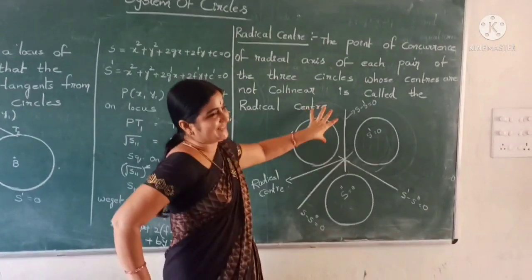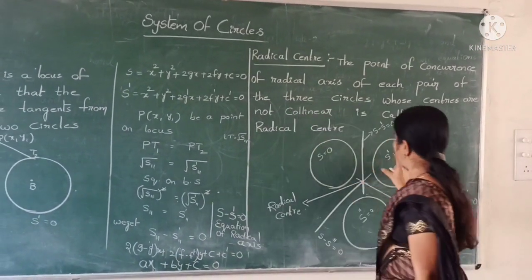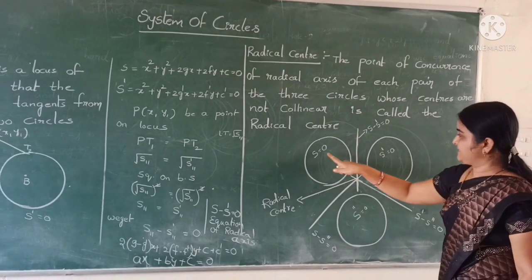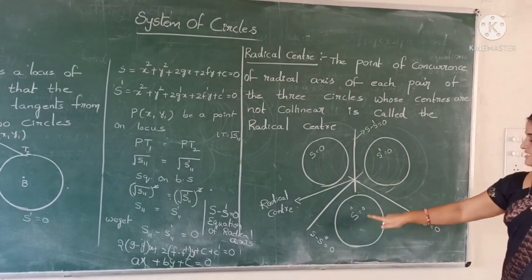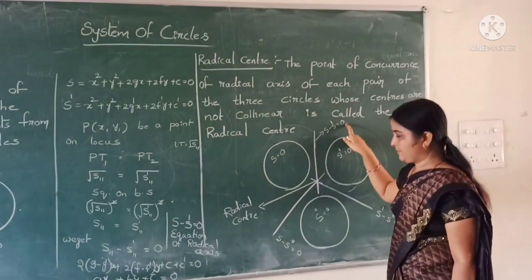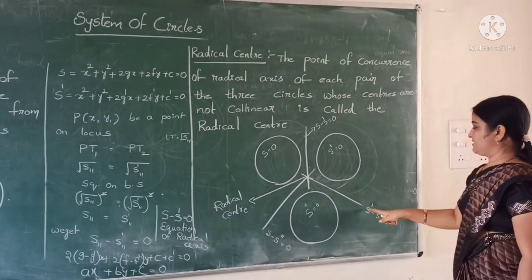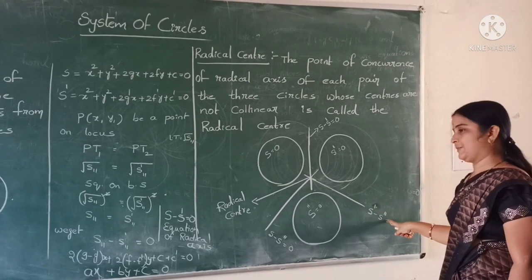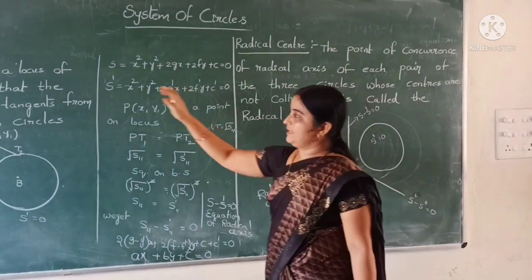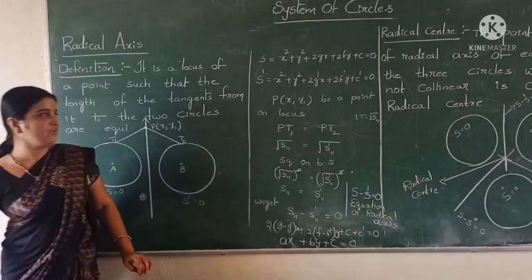How do I explain this radical center? These are three circles not touching each other. That means these three circles have not touched. These are the radical axes of these three circles. S is equal to 0, S dash is equal to 0, S double dash is equal to 0. So the equation of the radical axis is S minus S dash is equal to 0, and the equation of this radical axis is S minus S double dash is equal to 0, and the equation of this radical axis is S dash minus S double dash is equal to 0. So all of you understand, I think. So I have to do one more problem about this radical axis. Okay, children, all of you listen.